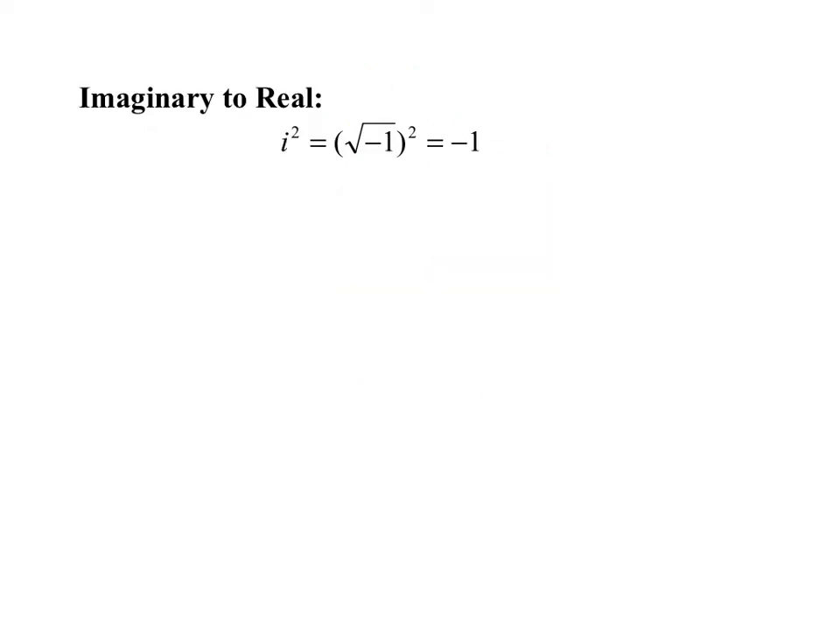Working with imaginary units, another popular value that we'll use is i squared. i squared is basically the square root of negative 1 squared, which is equivalent to negative 1. So this actually turns this imaginary value into a real value once it gets squared.